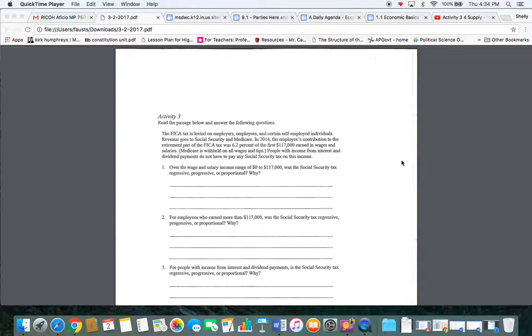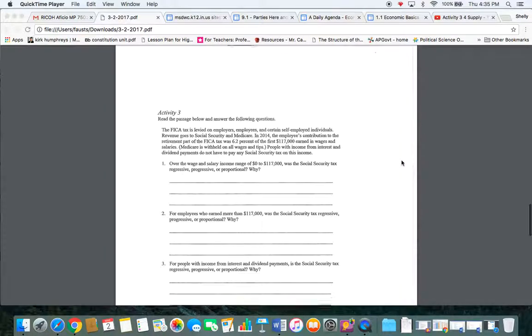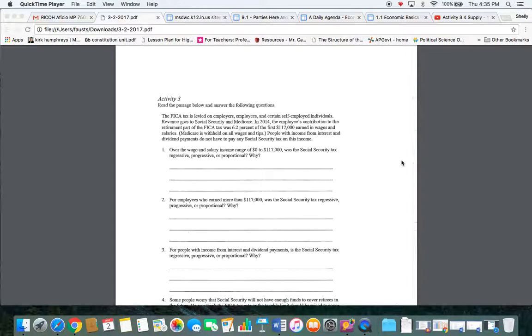We've been talking about Social Security for a long time, and this says that 6.2% of the first $117,000 earned in wages and salaries is going to go towards that tax. So between 0 and $117,000, everyone pays the same exact percentage. So that would be proportional because it's the same for everyone up to that $117,000. Number 2, if you make more than $117,000, the way you do that on the math portion is calculate 6.2% times $117,000. That will give you the tax.